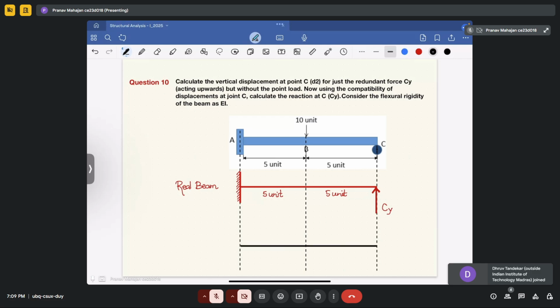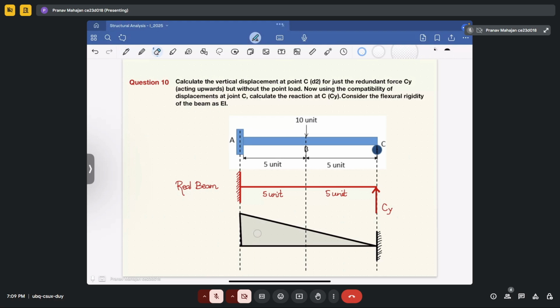Now convert this real beam into the equivalent conjugate beam. So how will you do it? In this case, your free end will become fixed end. Now, as you have already seen, the bending moment diagram of the real beam will become the loading diagram of the conjugate beam. So if I try to make the bending moment diagram of the real beam, this is how it will look: a linear variation along the length.